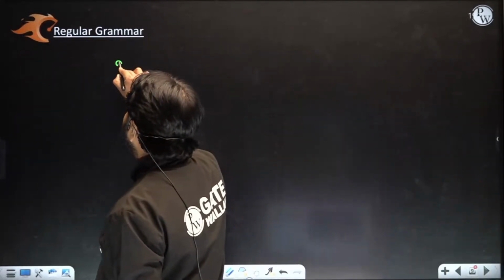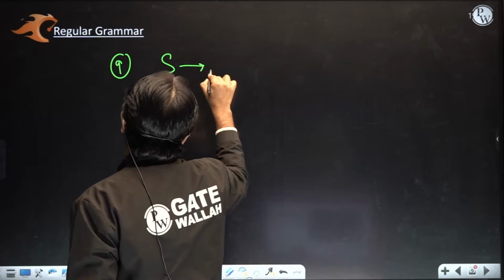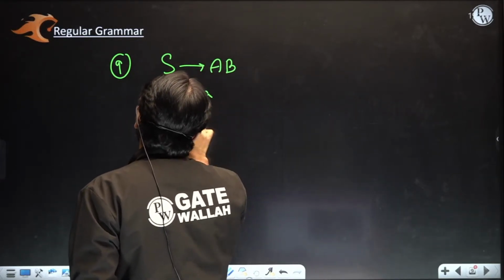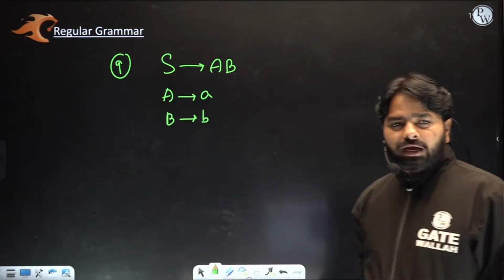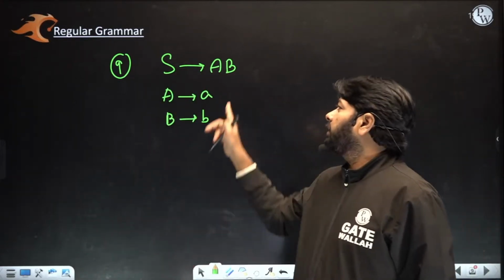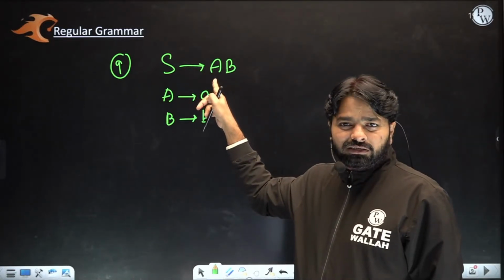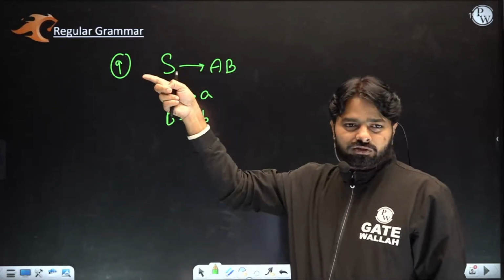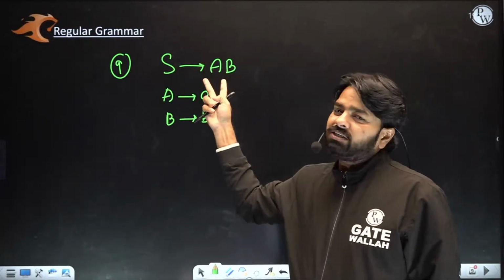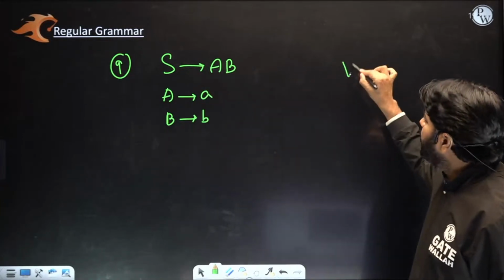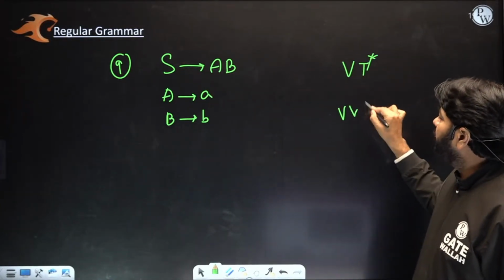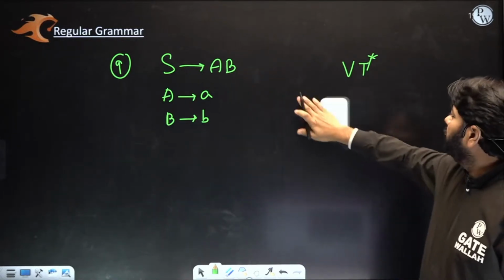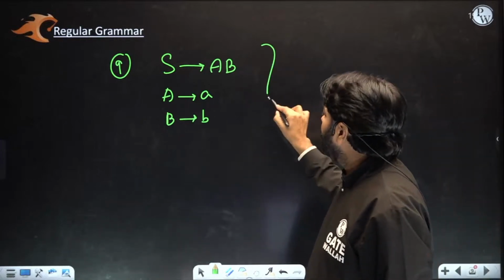Ninth one. This is definitely not a regular grammar. Why not a regular grammar? Any guess? Why is this grammar not regular? Because the production never contained 2 non-terminals in the RHS, right? It always contained only one, that too leftmost or rightmost. Two non-terminals. Because of this it is not a regular grammar, because we have written VT star only. We did not write VVT star. If you write VVT star, this can come. We did not have that rule, right?